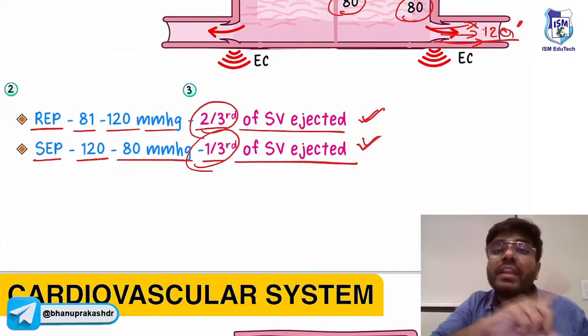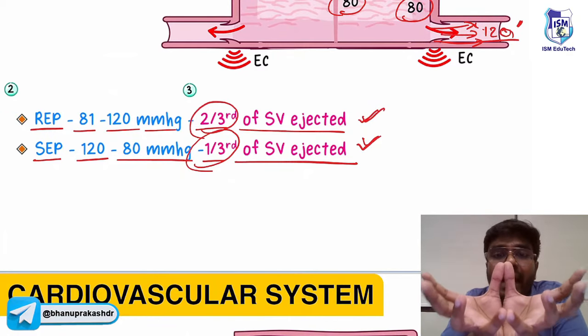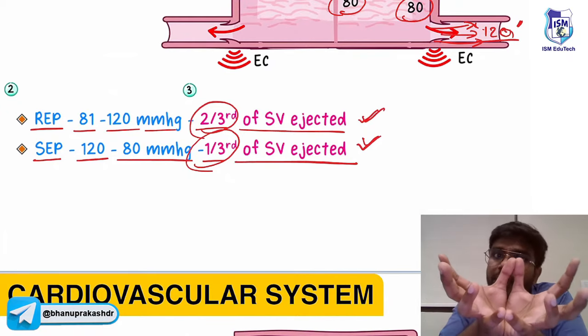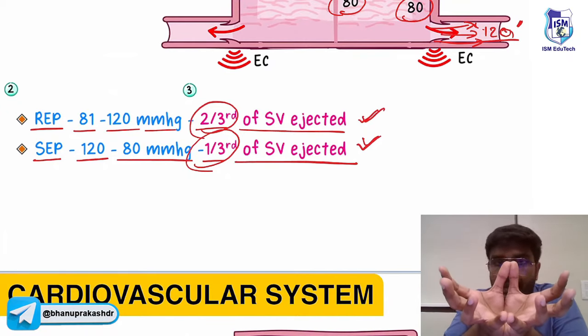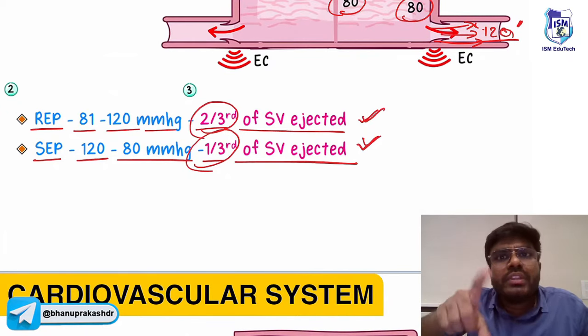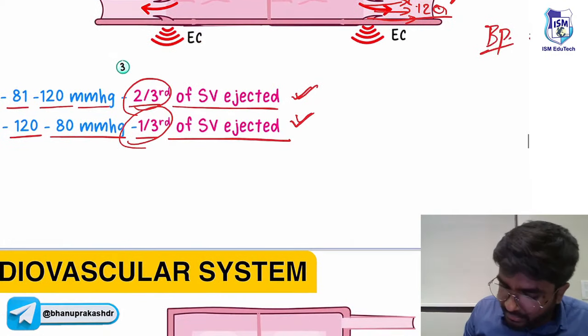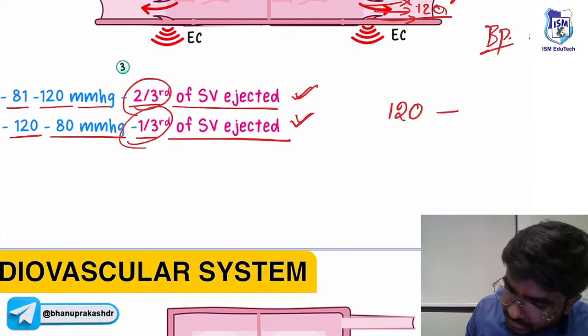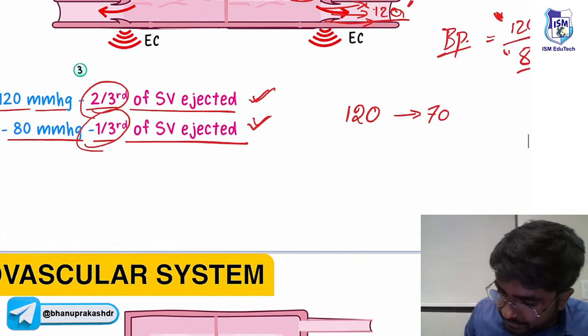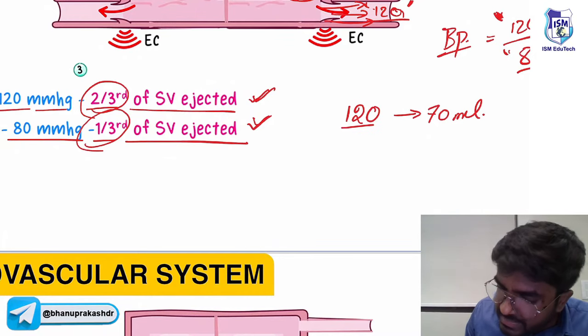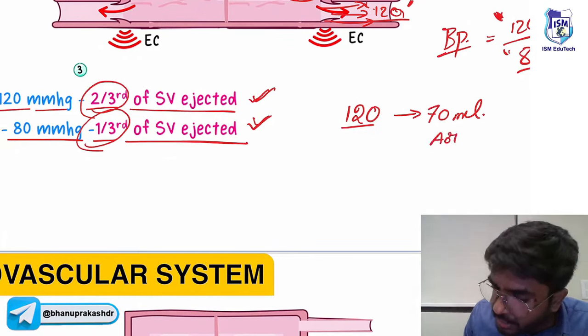No, all 140 is not going out. You have 120 to 140 ml of blood. When the ventricle is contracting, do you think all 120 ml of blood is going to enter the aorta? No. Out of that 120, 70 ml is ejected into the aorta.